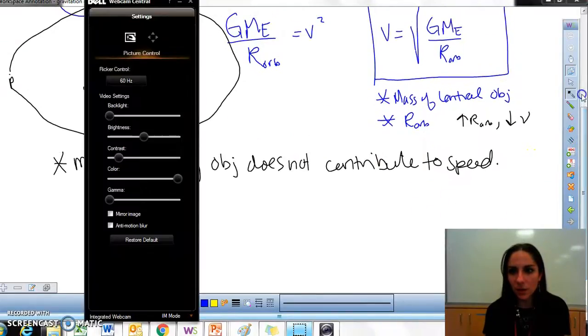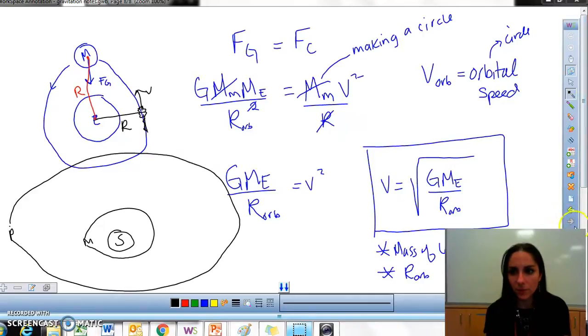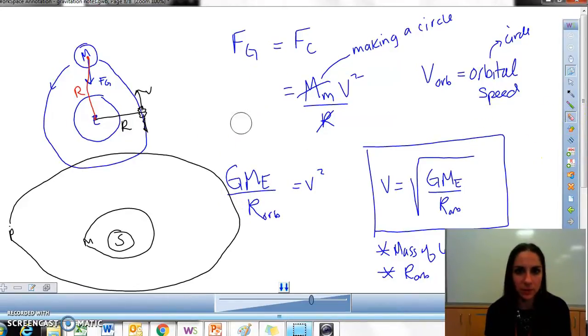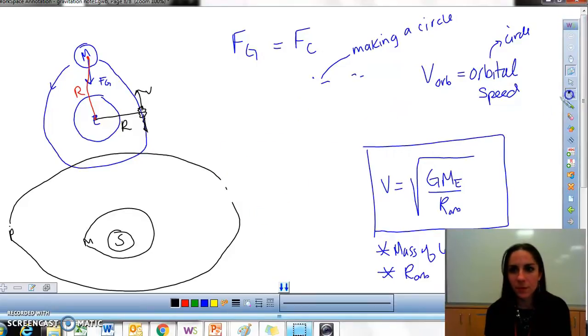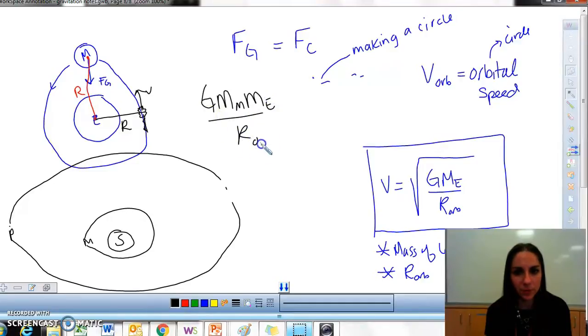Sorry, so I got cut off somewhere here. So what we're going to do is take it from here. So I said M is going to be the one making the circle. So why don't we do this? We can kind of allude to what we're doing here. So what I wrote was G M_moon M_Earth over R_orbital squared equals M_moon v squared over R_orbital. And that's where I left off.